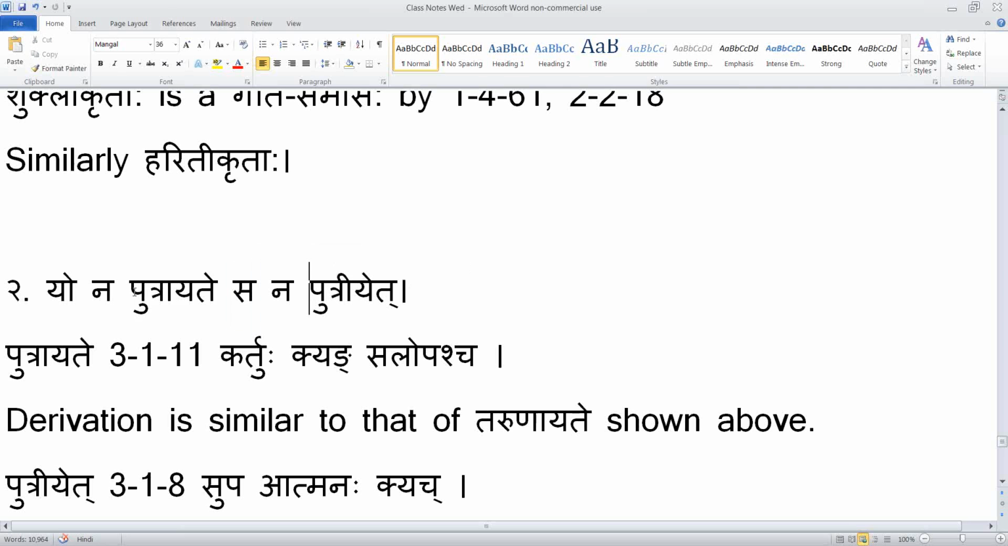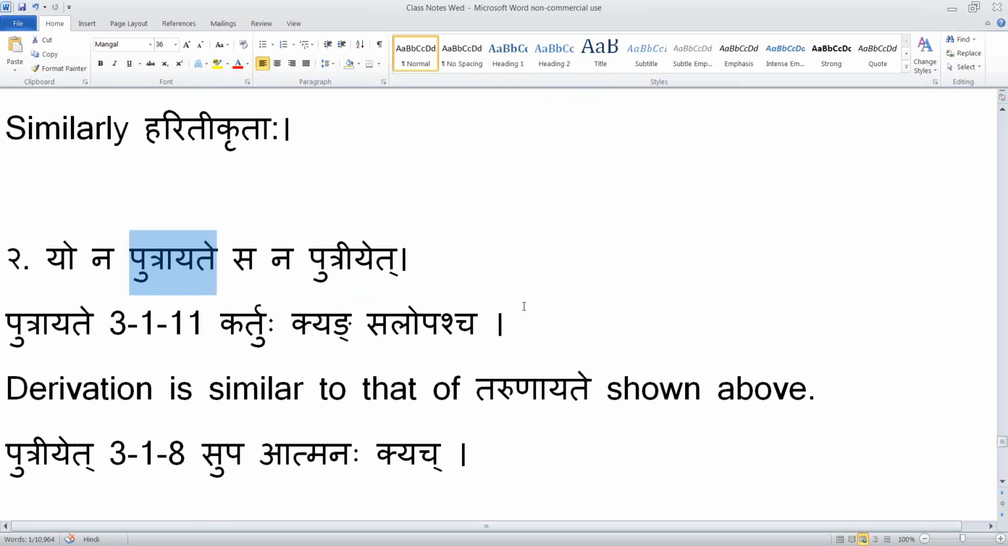This is lat lakara over here. This is the vidhiling coming over here. There's parasmaipadam being used in putriyet like bhavet, and putrayate is like labhate, lat lakaraha. So putrayate is kartuh kyang salopascha. So tarunayate we saw about. So let's look at tarunayate. What is it? So taruna iva acharati tarunayate.